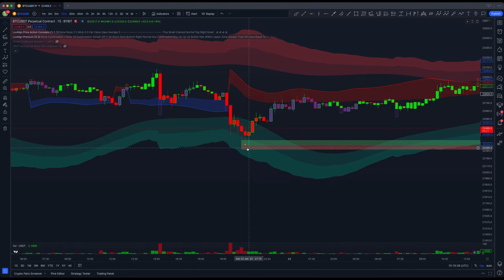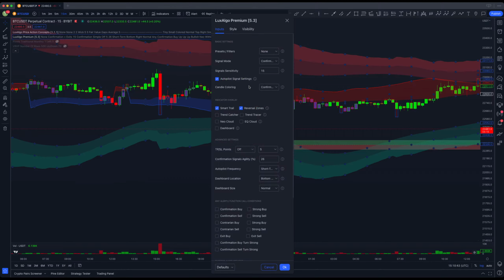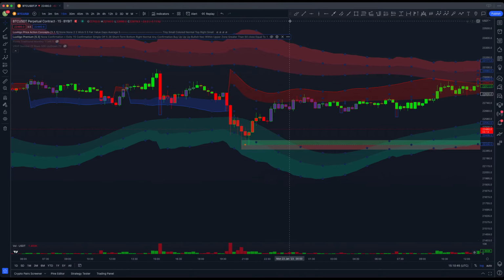Now the idea is that you take, which is I think called a trend tracer. Let me just double check. The smart trail, my apologies. This is the smart trail. This blue is, let's say, a support line, and the red is a resistance line in terms of support and resistance.